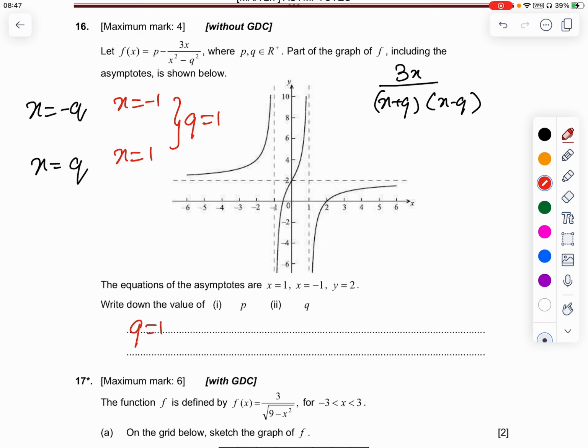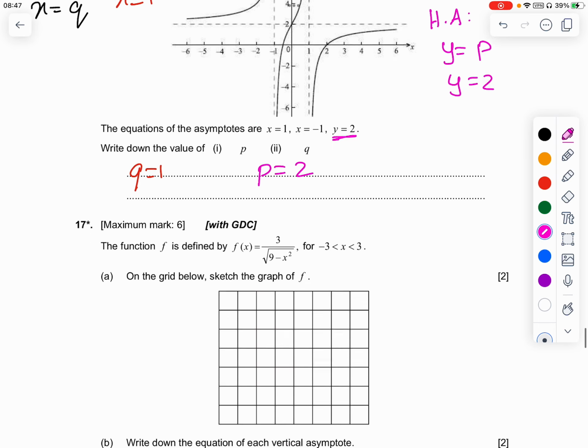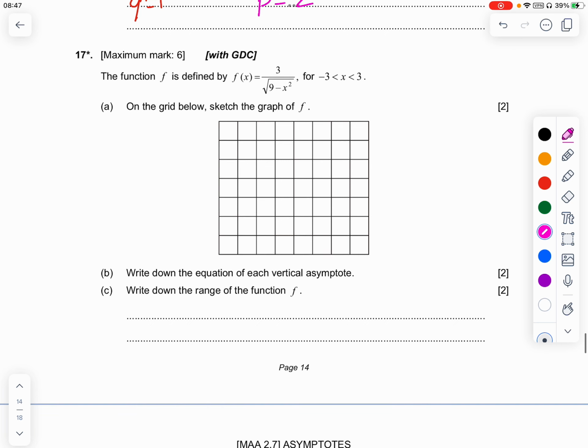Now it's a bottom heavy equation. If it's a bottom heavy equation, y equals 0 is going to be the horizontal asymptote, but p is there. So my horizontal asymptote will be y equals p. But what is the horizontal asymptote given over here? y equals 2. So what is p value? p value is 2.